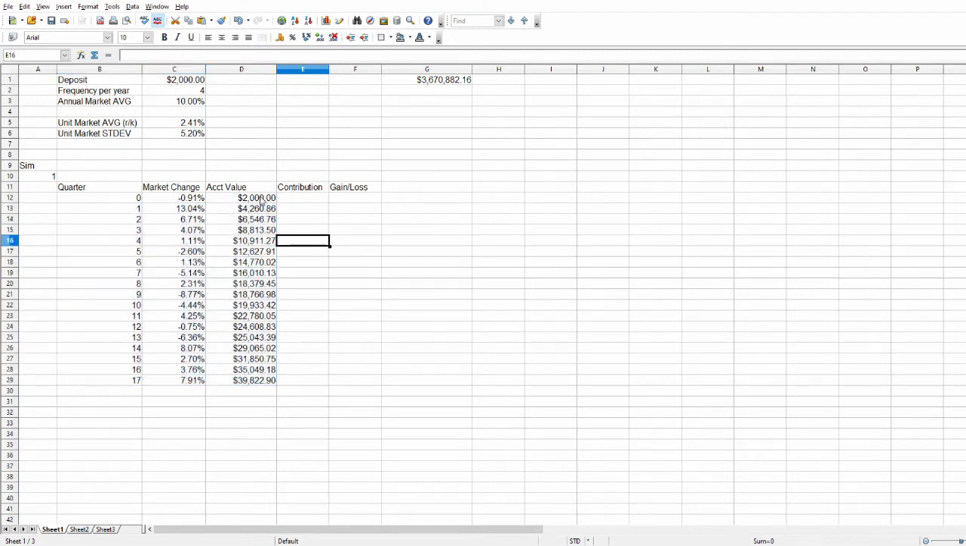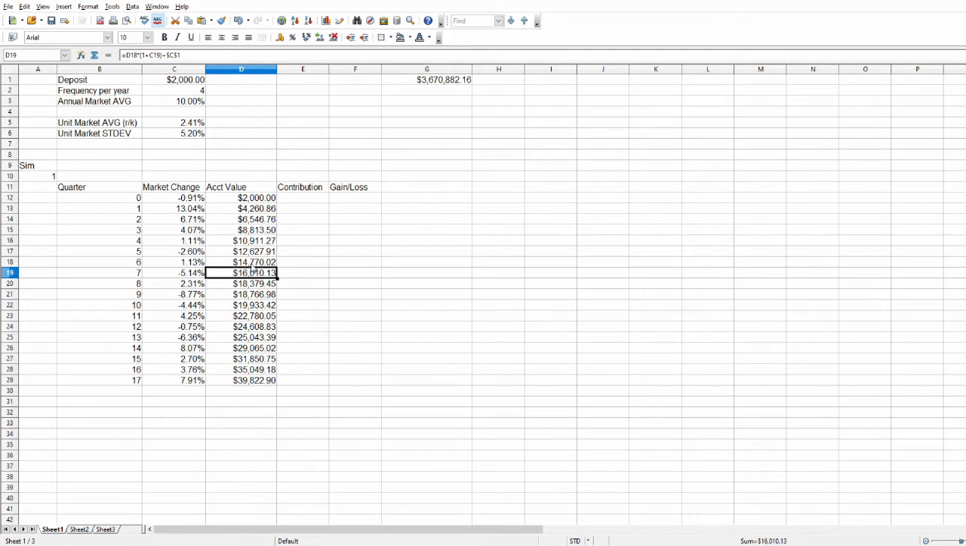I deposit $2,000. It grows by 13.04%. That's a great quarter right there. And now I have my original $2,000 plus 13%, which is $260, plus another $2,000 that I just deposited. So we can see that when it goes up, plus another $2,000. But let's look right here. It's gone down by 5.14%. Now the reason why my value still went up is because I still deposited an extra $2,000.